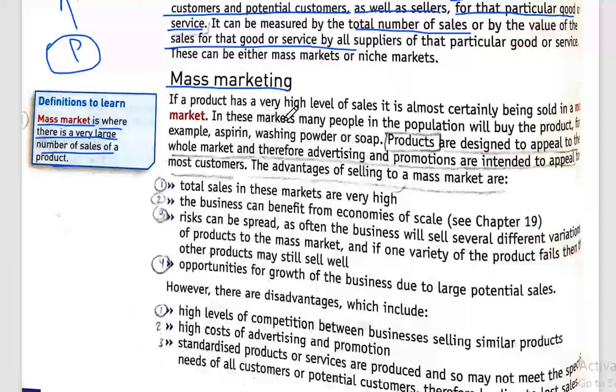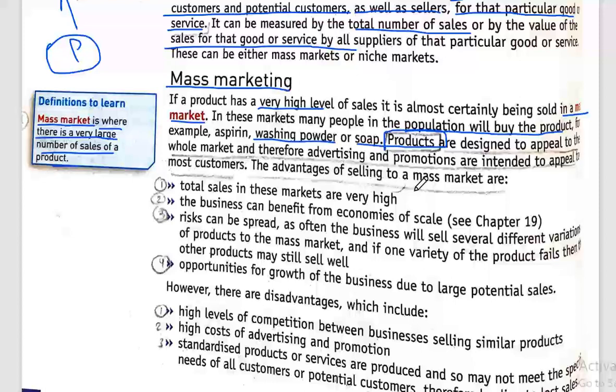So, if a product has a very high level of sales, it is almost certainly being sold in mass markets. So I will know that if this product is being sold at a very high level, then definitely it's being sold in a mass market. In these markets, many people in the population will buy the product, with a high number of sales. For example, aspirin, or products that are designed to appeal to the whole market, like washing powder or soap, the things that we buy repetitively. And therefore advertising and promotion are intended to appeal to most customers.